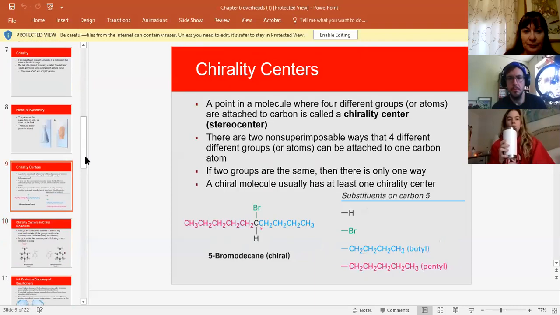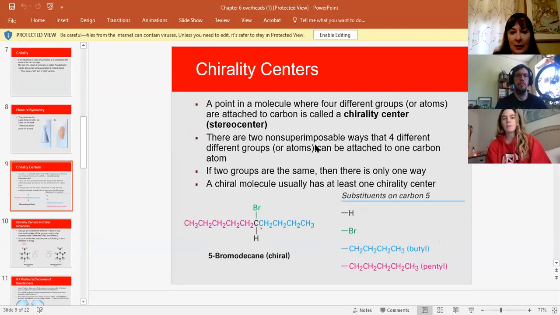Okay, so chiral centers or stereocenters or chirality centers, all those words describe the same thing. And what they describe is a carbon that has 4 different substituents attached to it. So Ben, you had just asked me, when you have a carbon that has carbon substituents on both sides, how do we know if they're chiral, right? So here's an example that might help with that.